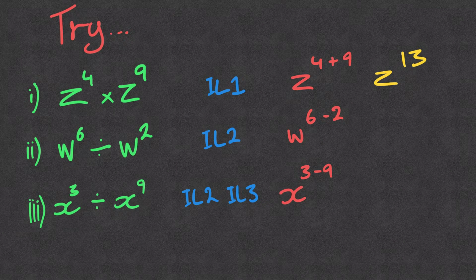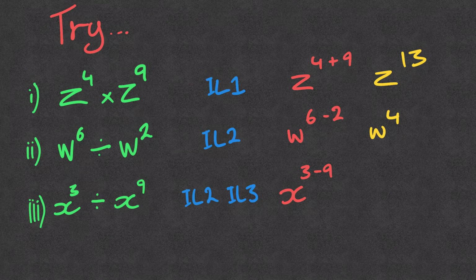And the second example, we've got W6 divided by W2. We use index law 2. When they're being divided, we take the numerator away from the denominator. So that was W6 minus 2. 6 minus 2 is 4.